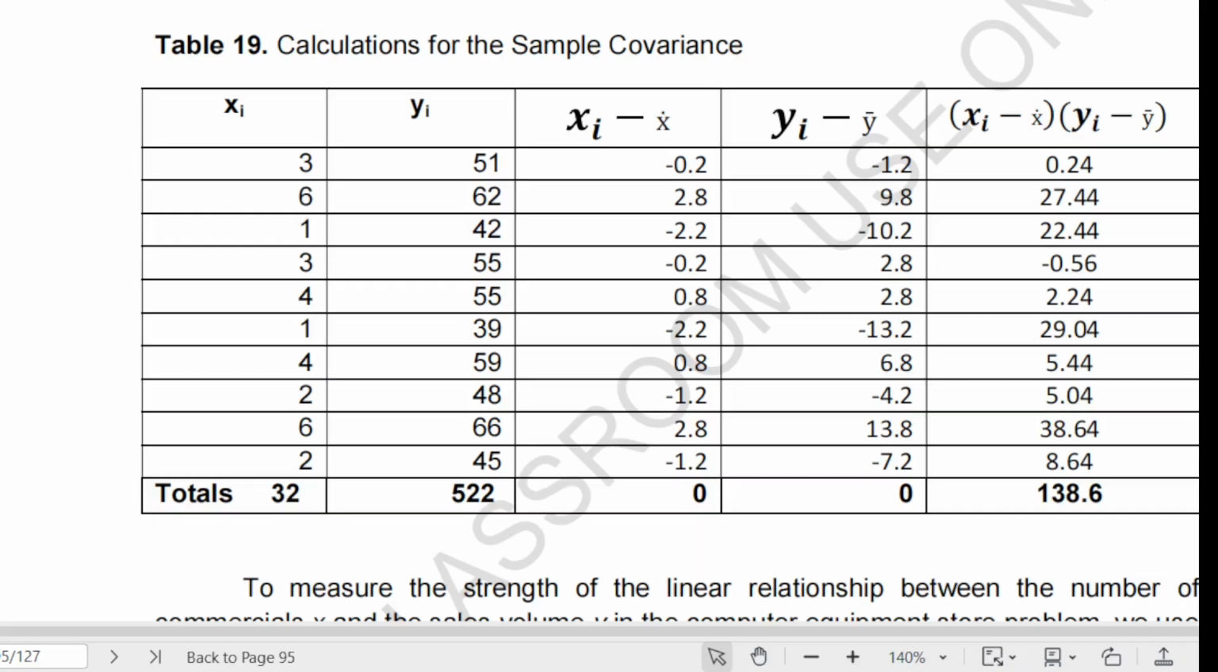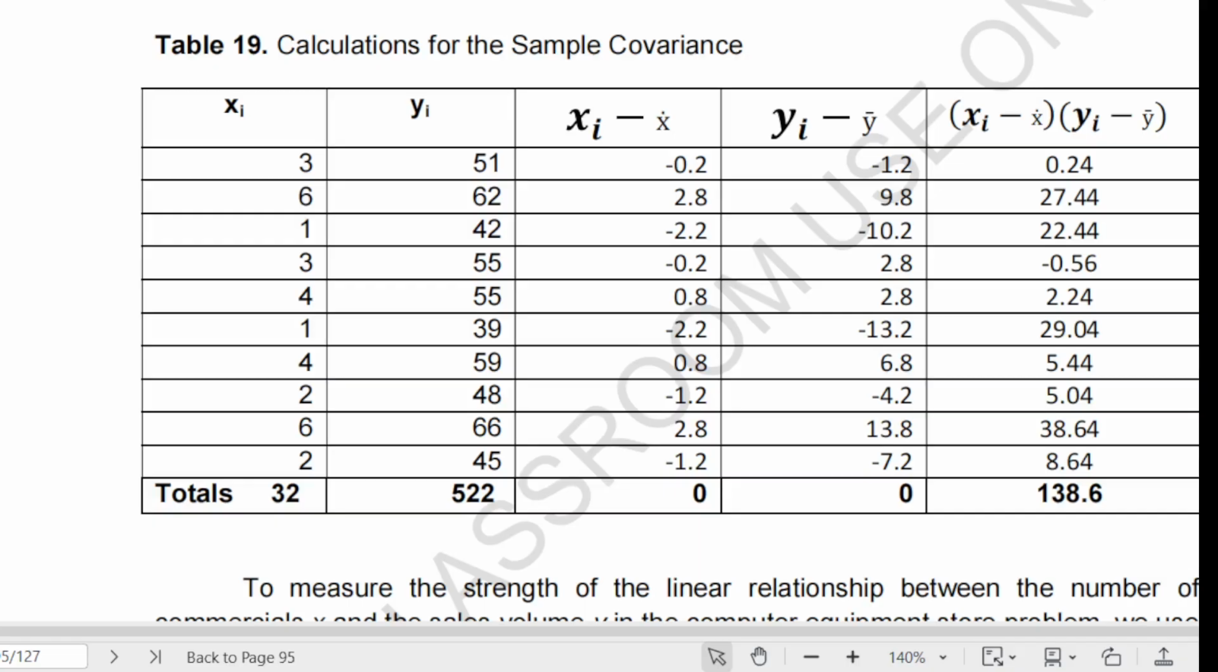And for yi minus the mean of y, you have 51 minus 52.2. The total 522 divided by 10 is 52.2, that is the mean. 62 minus 52.2 is 9.8, and so on. You have to remember, guys, that if you add all of these for our x, the result should be 0. If that's not 0, there's a problem. Same with our yi minus the mean of y.